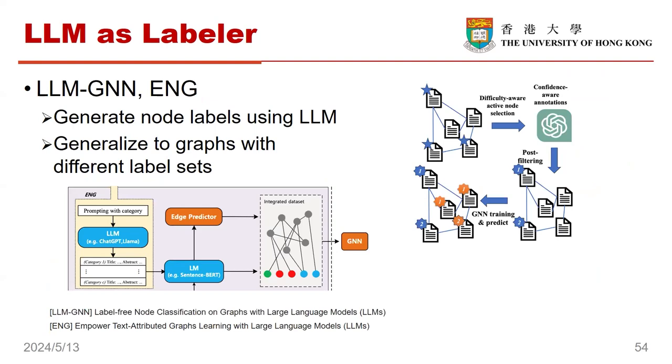Next, let's talk about some specific works. LLM-GNN and ENG both generate node labels using LLMs. This mitigates the label sparsity for node classification tasks. The general language processing abilities also endow these two methods with the capability to generalize to graphs with different label sets.